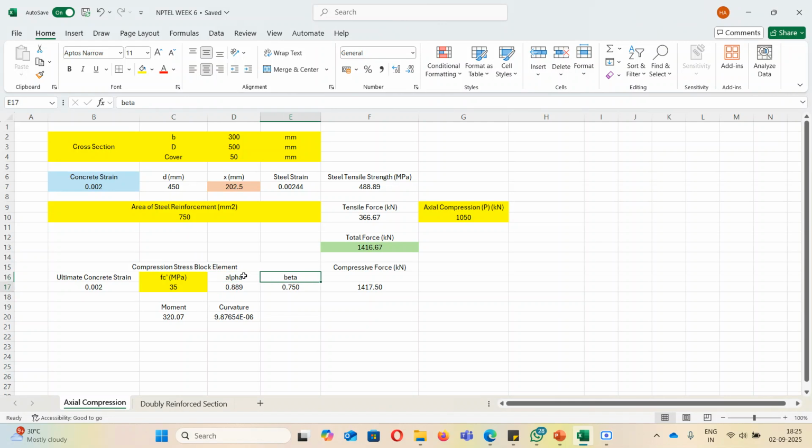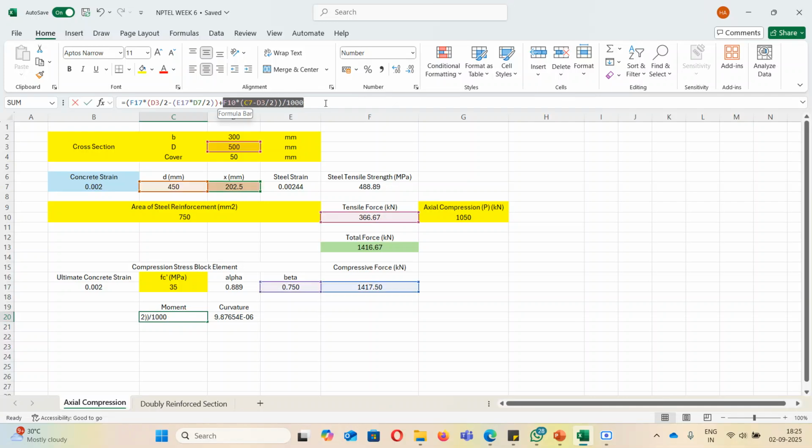Alpha 1 and beta 1 I calculated based on the ultimate strain of concrete and the concrete strain which is there in the current condition, and we get the compressive force element of concrete. If these two values are equal, then we will take this moment of resistance and the curvature value. In the moment of curvature also you can see I have two elements.